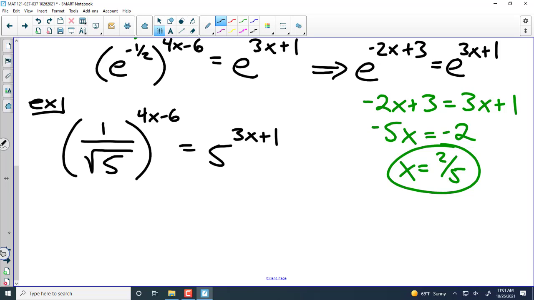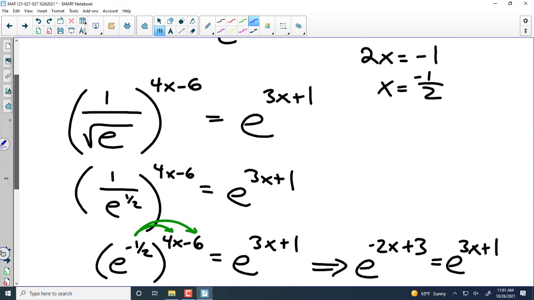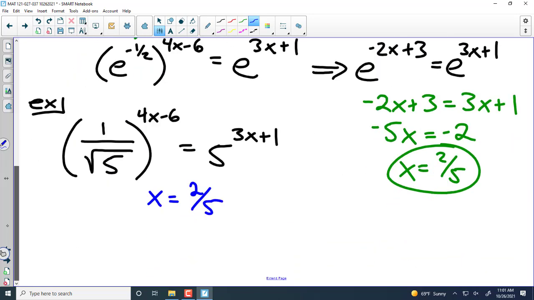Don't let e ruin your day. It's our friend. If it's not your friend yet, it will become your friend. One day you'll be telling people how cool e is. It didn't matter that this one had e and that one had 5. All that matters is we would have gone through the same process with 5s as we would have with e's. Why? Because e and 5 are both just numbers. They're both valid bases.